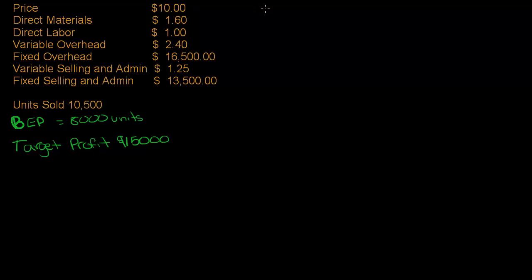Well, let's take a look at our income statement again. Let's bring that back up. Sales minus variable cost is equal to what? Contribution margin minus fixed cost gives me operating income. Okay, target profit is another word for operating income. So we would say in this example, I want my operating income to be 15,000.